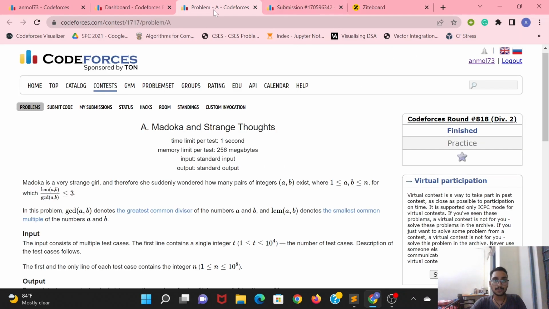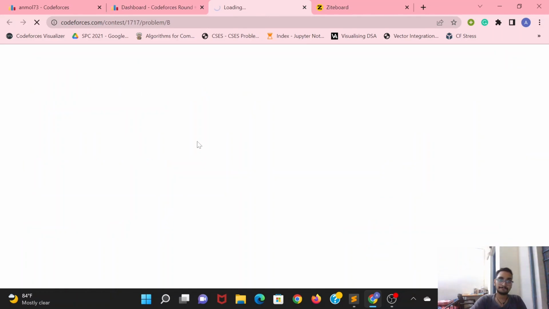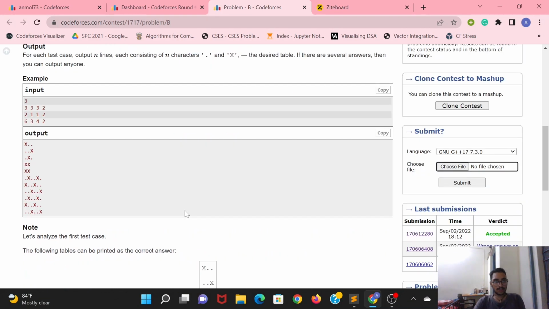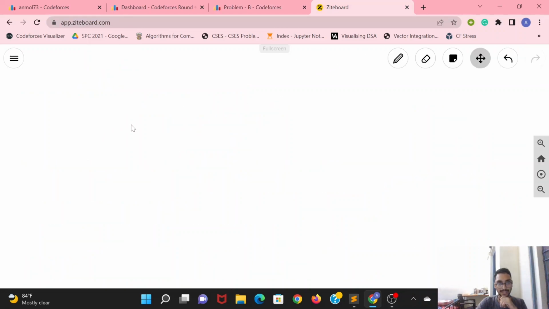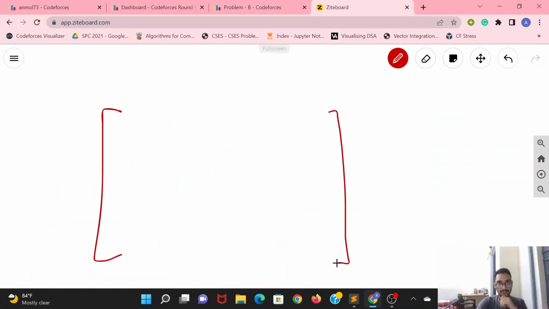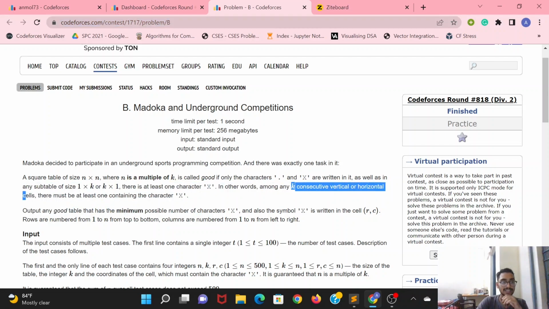So yeah, let's move ahead to problem B now. Now, problem B is saying that you have a square of size n by n, and in every rectangle of any k consecutive vertical or horizontal cells, basically every rectangle of size 1 by k, there must be at least one x, and the thing contains dot and x.